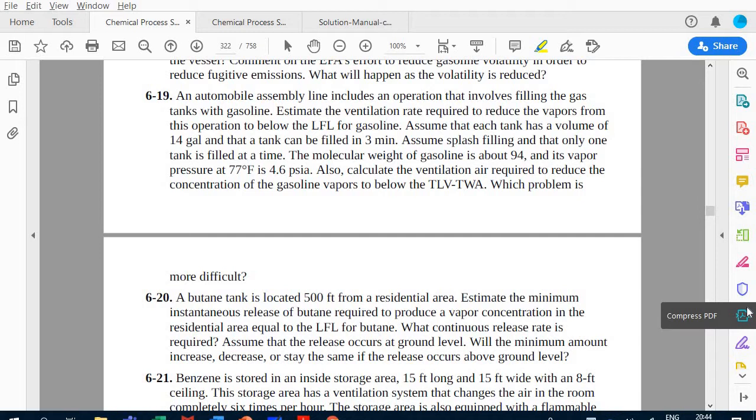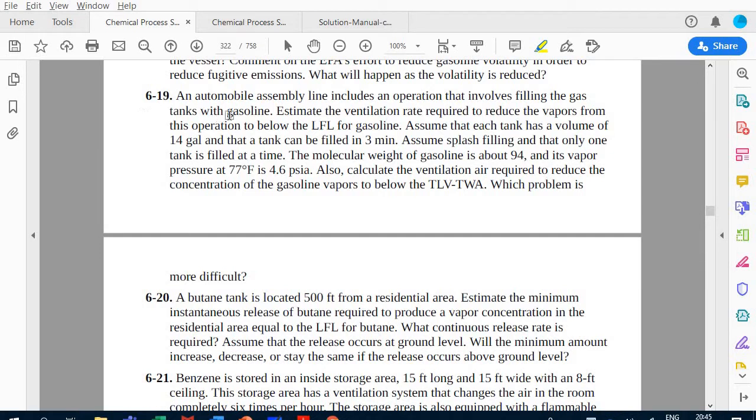Today we are going to be continuing solving problems from chapter number 6, which is about fires and explosions. If you can recall the name of the book, Chemical Process Safety: Fundamentals with Applications, by Daniel Crowl and Joseph Louvar. This is Dr. Bassam Al-Hamid. And what about 6-19? What is it talking about?